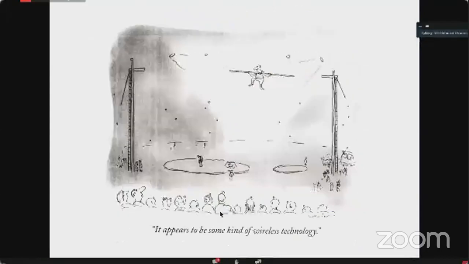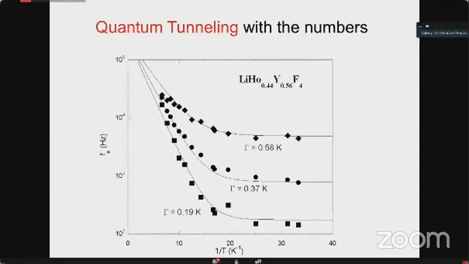Now I've given you a lot of heuristics. I don't know if you can read the caption here. It says it appears to be some kind of wireless technology. So let me tell you about the wires, okay? What's going on microscopically. And the lithium holmium tetrafluoride system is beautiful that way because you really do know all the microscopic parameters. And so here are the numbers, if you will.